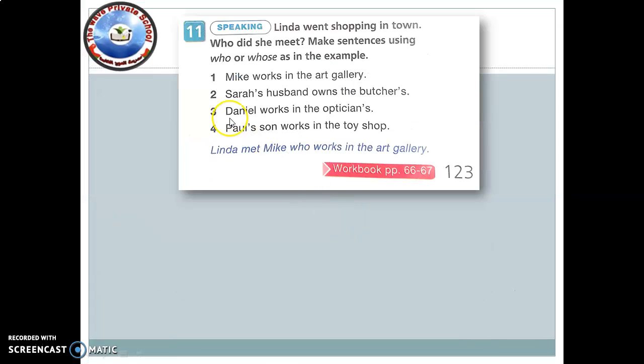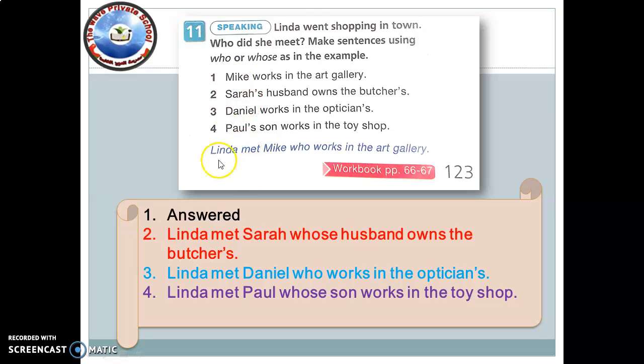And then next we have speaking. Linda went shopping in town. Who did she meet? So make sentences using who or whose as in the example. So this will be about people. So number 1 is answered for you here. And then number 2, Linda met Sarah, whose husband owns the butchers. And then Linda met Daniel, who works in the opticians. So these are the answers here. The corresponding workbook is on page 66 to 67.